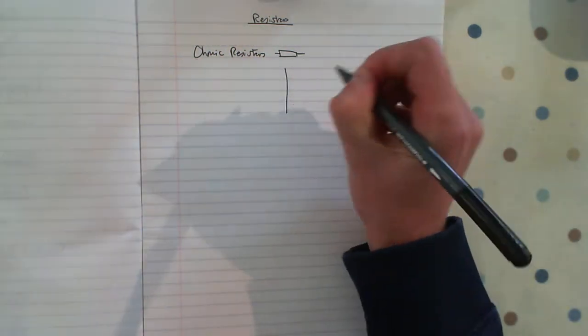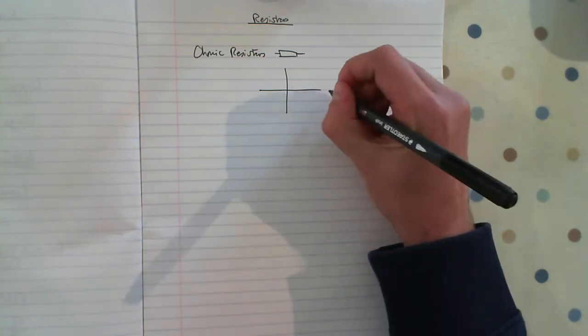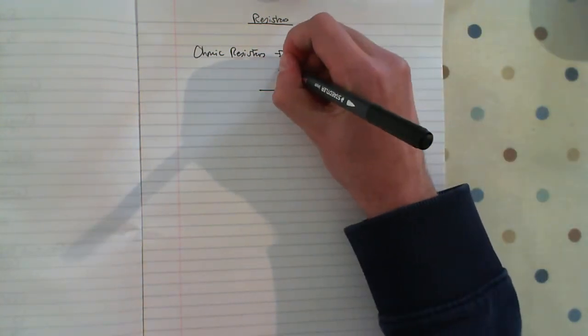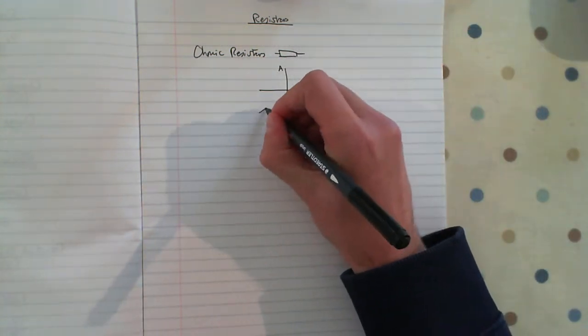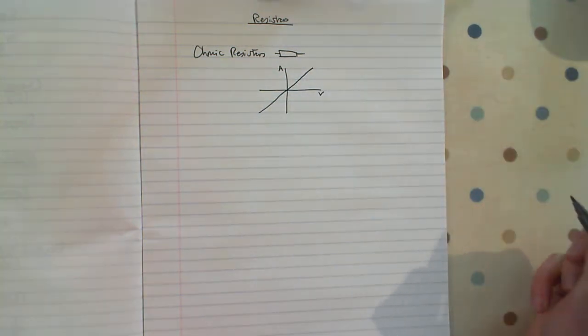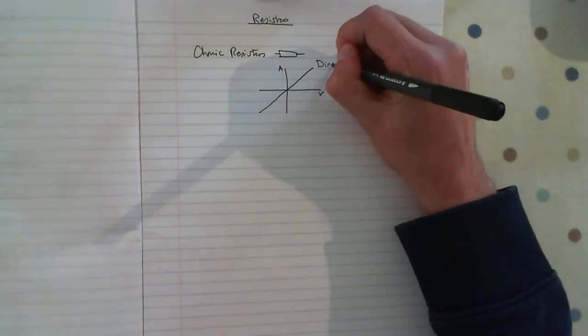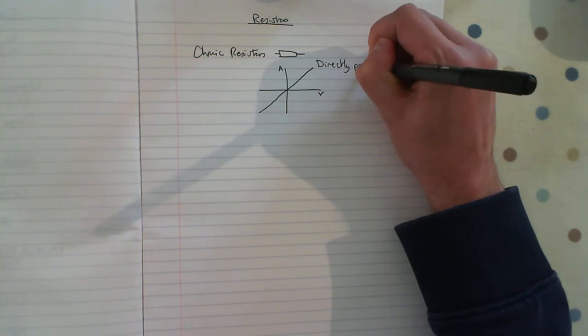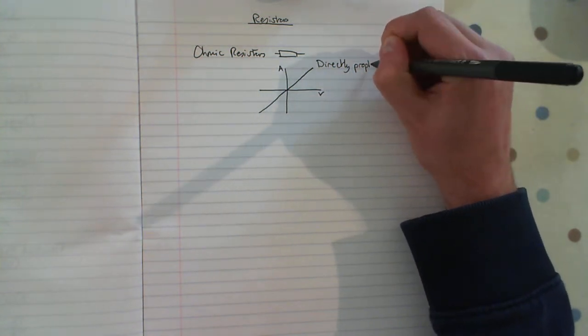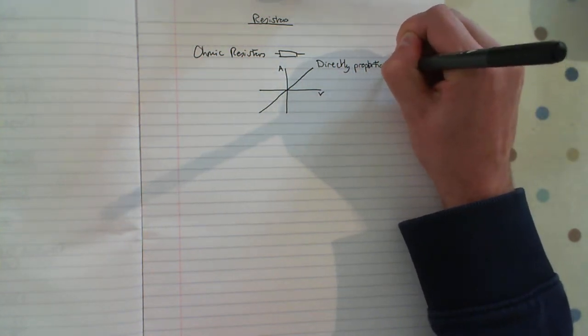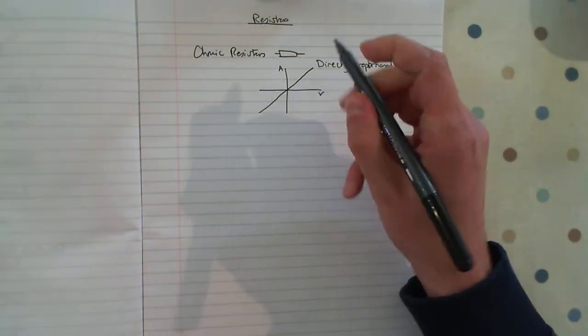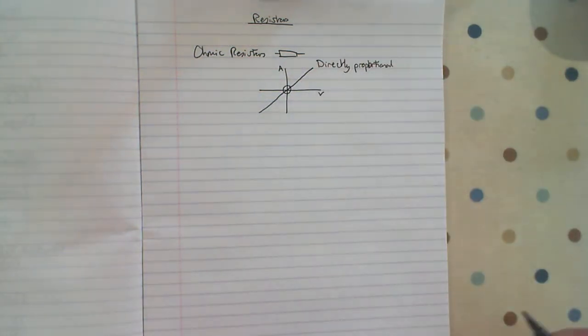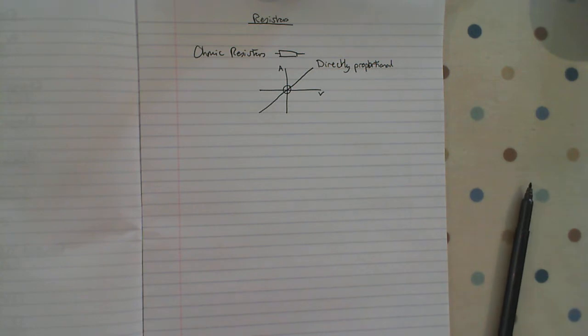And if we were to plot a potential difference on the x-axis and current on the y-axis, we would get a perfectly directly proportional relationship. So that's directly proportional, which means it is a straight line going through the origin. And again, this is for any normal resistor at a constant temperature. It's got to be at a constant temperature.